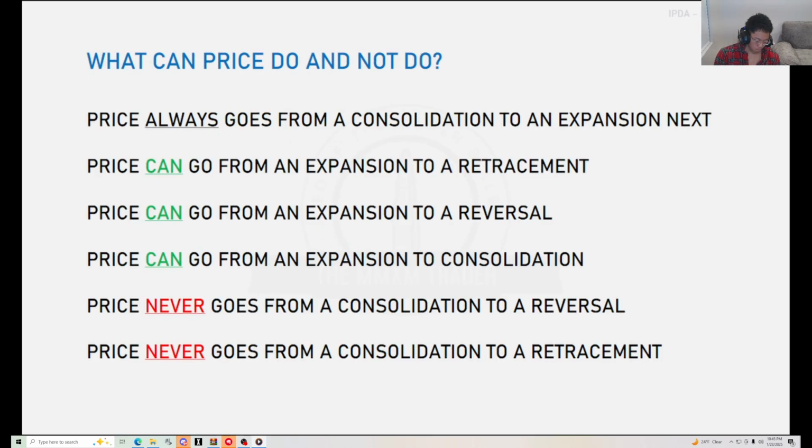So over here, firstly, price always goes from a consolidation to an expansion next. Price can go from an expansion into a retracement. Price can also go from an expansion into a reversal, and price can also go from an expansion into a consolidation. Now, what price never does is go from a consolidation into a reversal, and we'll outline in the charts later how that looks. And price can never go from a consolidation into a retracement.